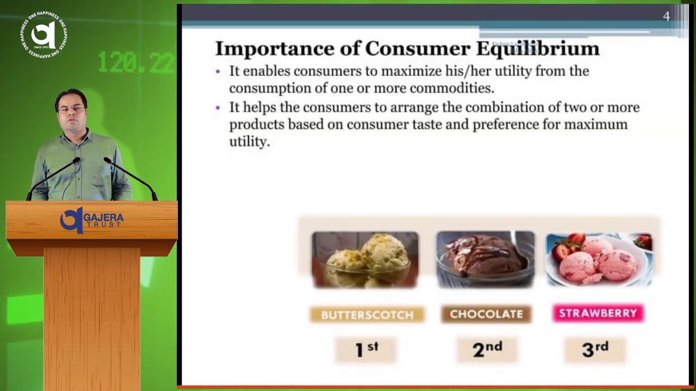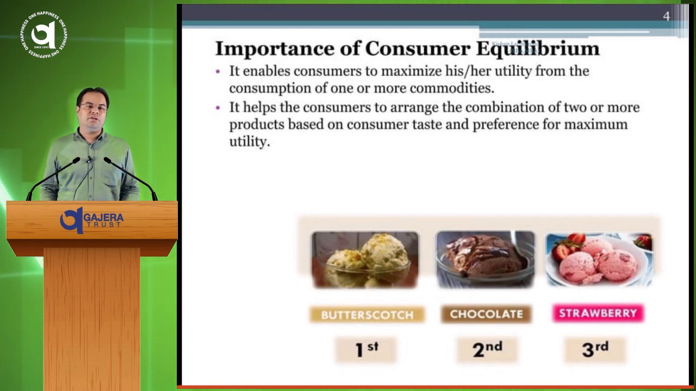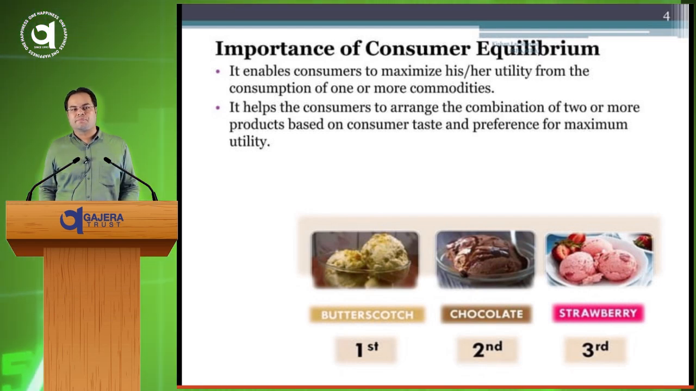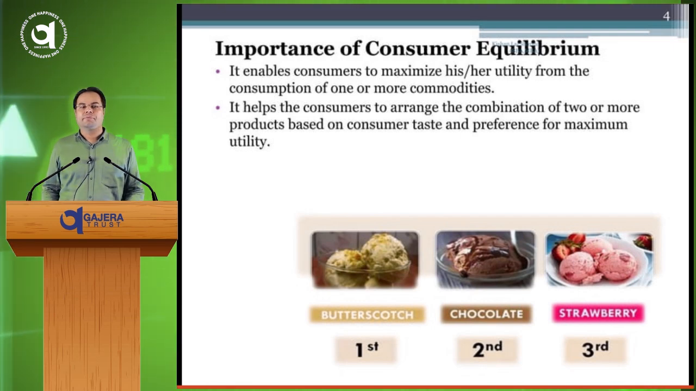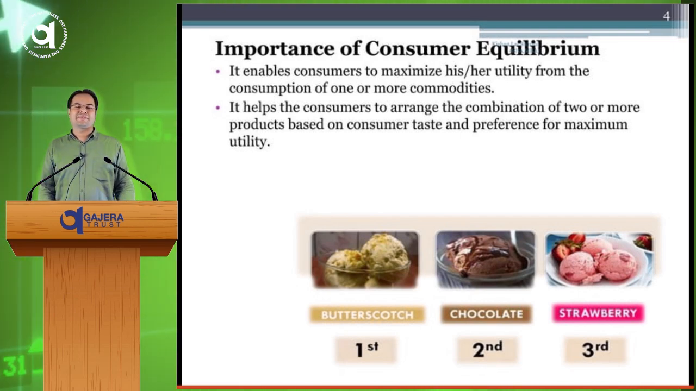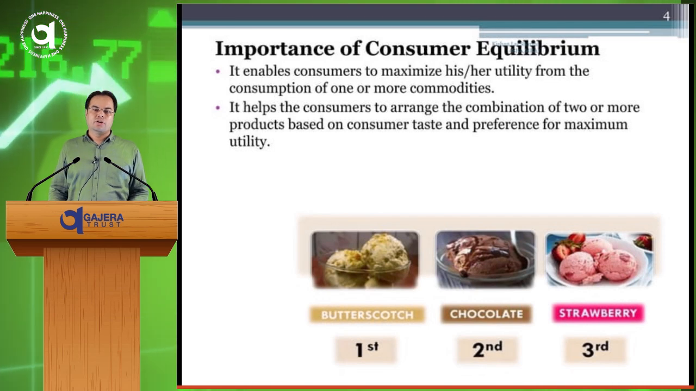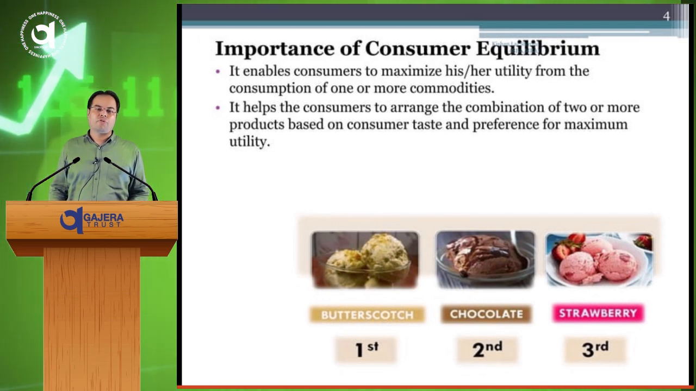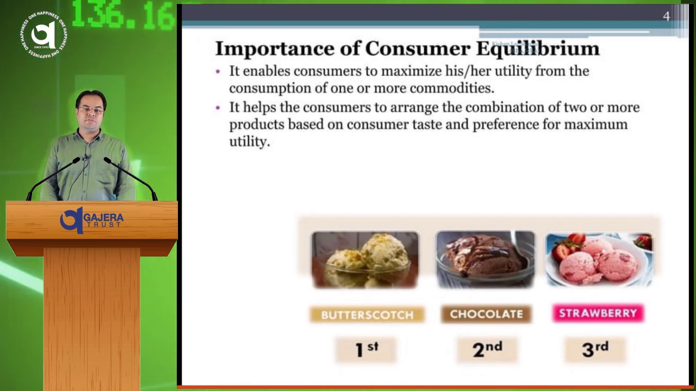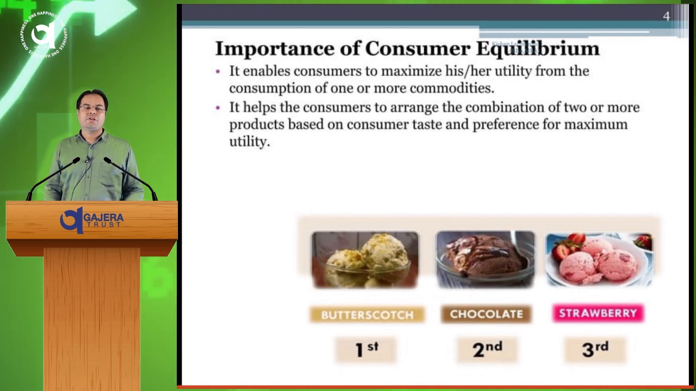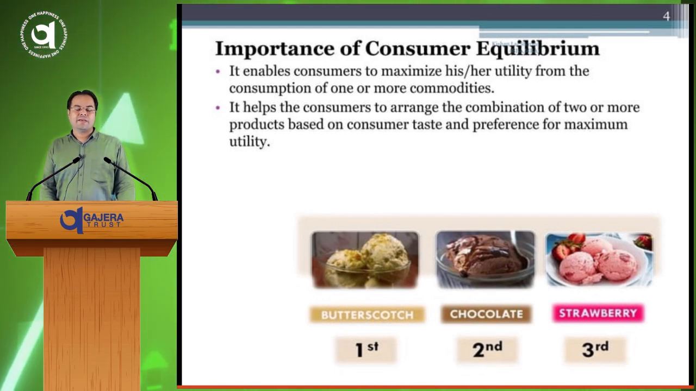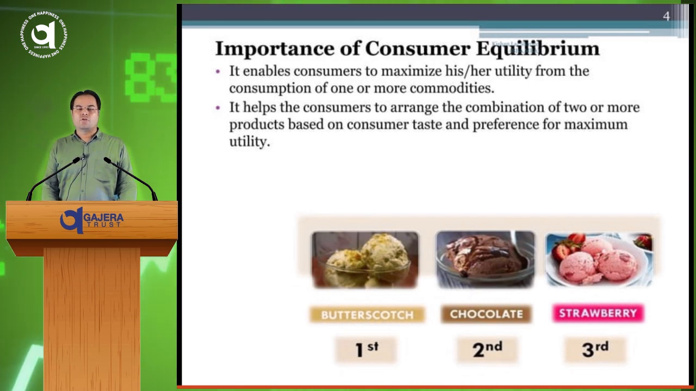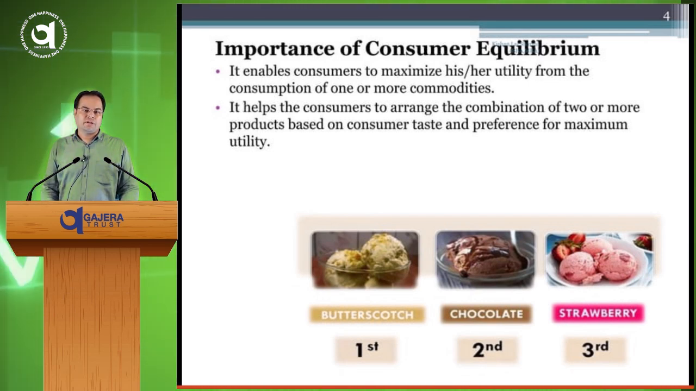Now, why is it important to study the consumer's equilibrium concept? So, what is the importance of consumer equilibrium? It enables the consumer to maximize his or her utility from the consumption of one or more commodities. It means that whatever commodities we are consuming, it may be one or more than one, it maximizes our satisfaction level. All consumers want their utility to be increased, right?